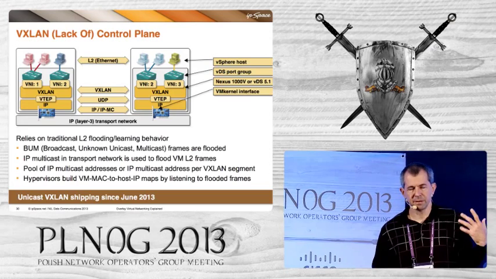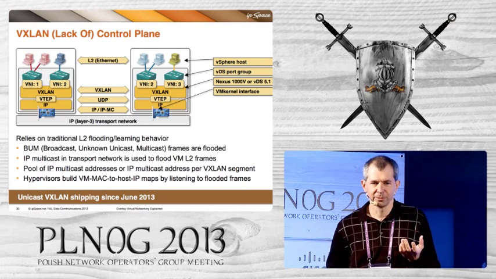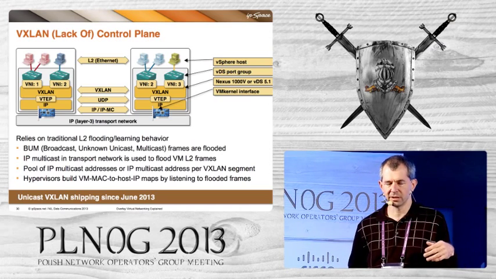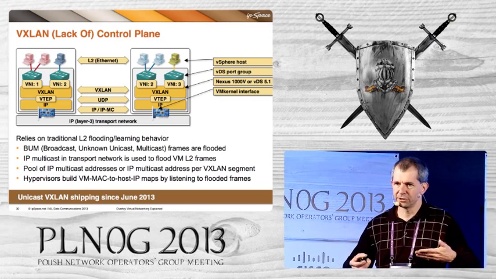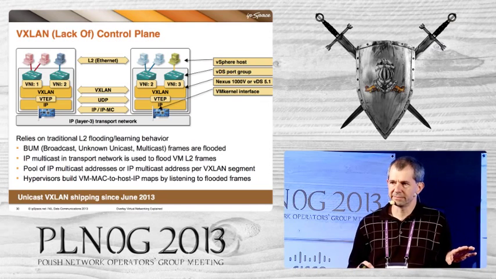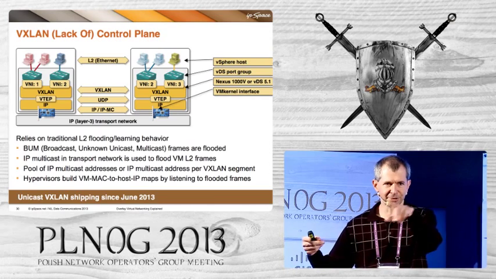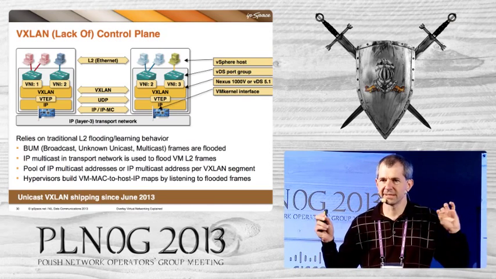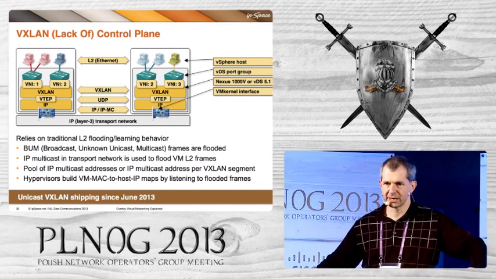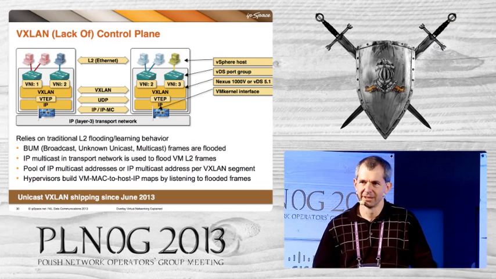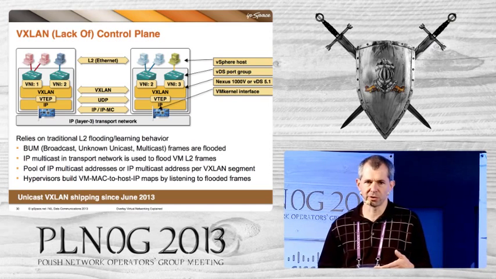And the first implementation was surprisingly stupid. What Cisco did when they shipped VXLAN was they just reinvented Ethernet. They decided to have no control plane and rely on flooding to learn the MAC addresses of the other VMs. So it's exactly like Ethernet with flooding, only instead of broadcast in the transport network, we use multicast, which is slightly better than broadcast, but it requires you to implement multicast in your data center core.